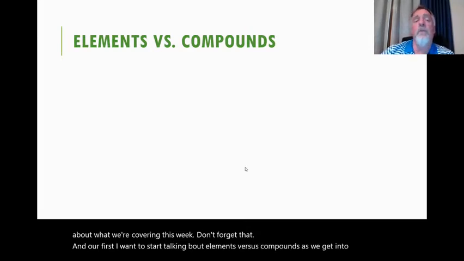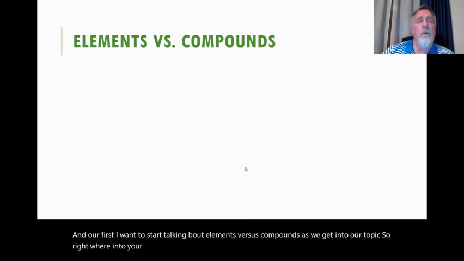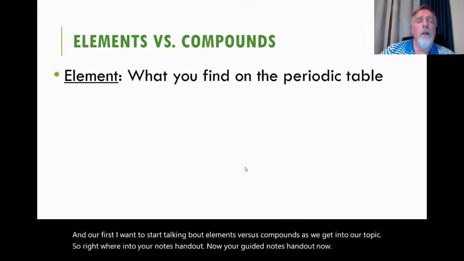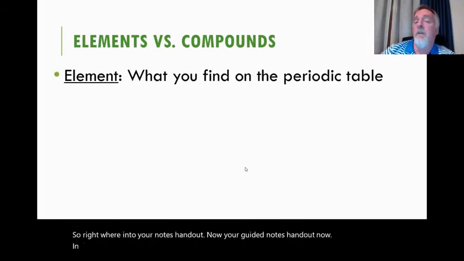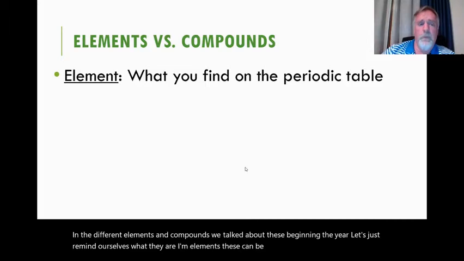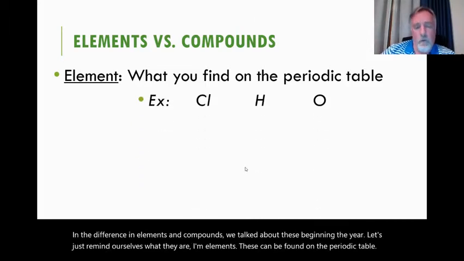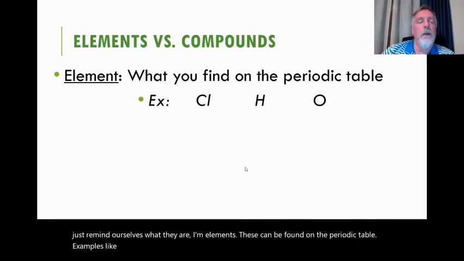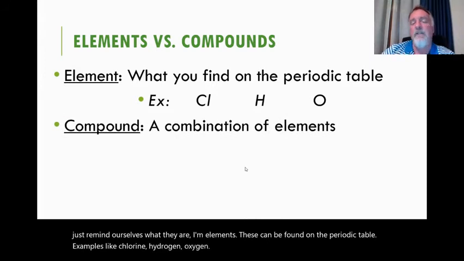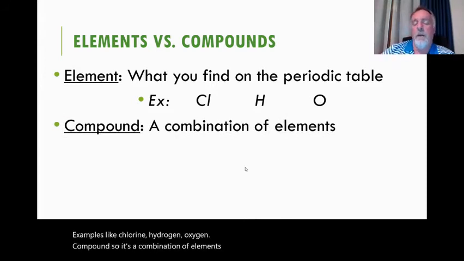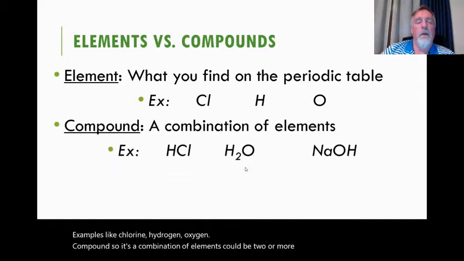So we're into your guided notes handout now, and the difference between elements and compounds. We talked about these at the beginning of the year. Let's just remind ourselves what they are. Right? Elements, these can be found on the periodic table. Examples like chlorine, hydrogen, oxygen. Compounds, though, it's a combination of elements. It could be 2 or more different elements, right?